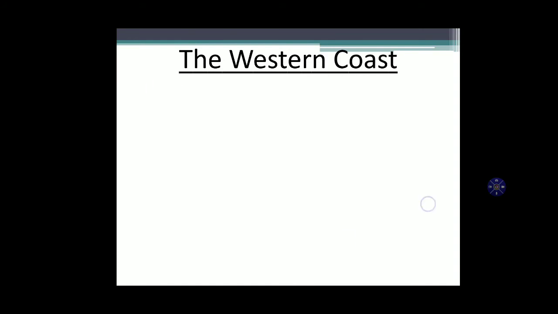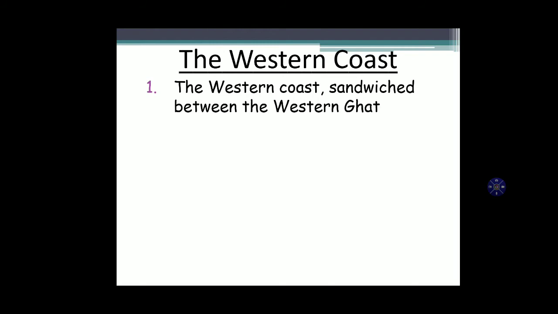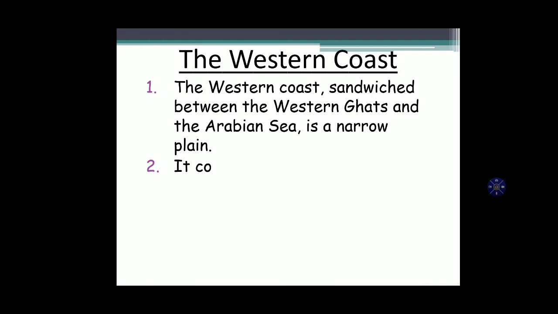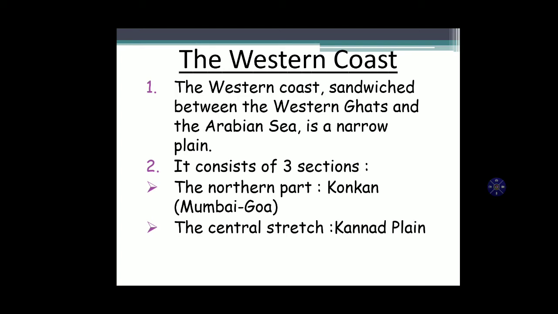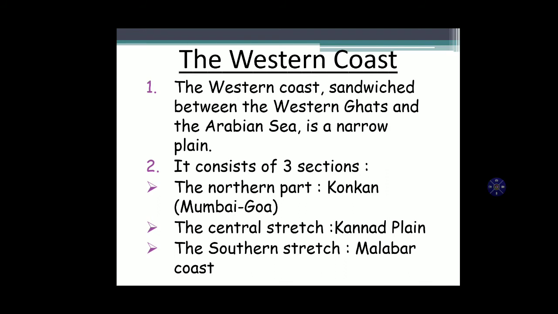The western coast features: the western coast, sandwiched between the Western Ghats and the Arabian Sea, is a narrow plain. It consists of three sections: the northern part, Konkan, lies between Mumbai and Goa, the central part stretches as the Kannada plain, and then the southern stretch lies in the Malabar coast. So, respectively, they cover the Gujarat to Kerala border area.